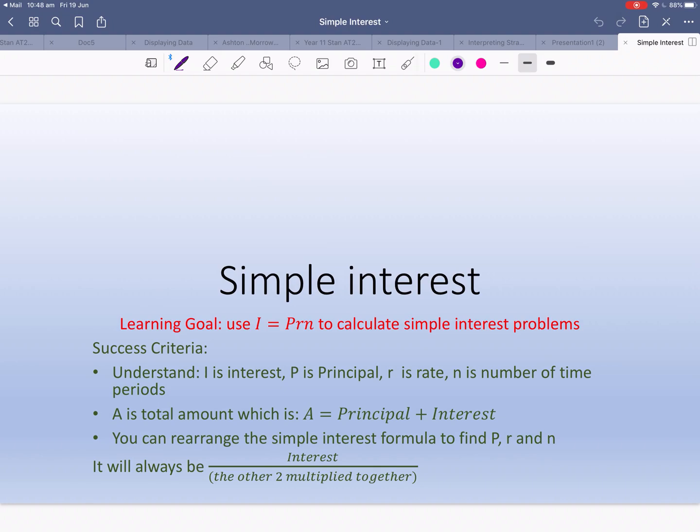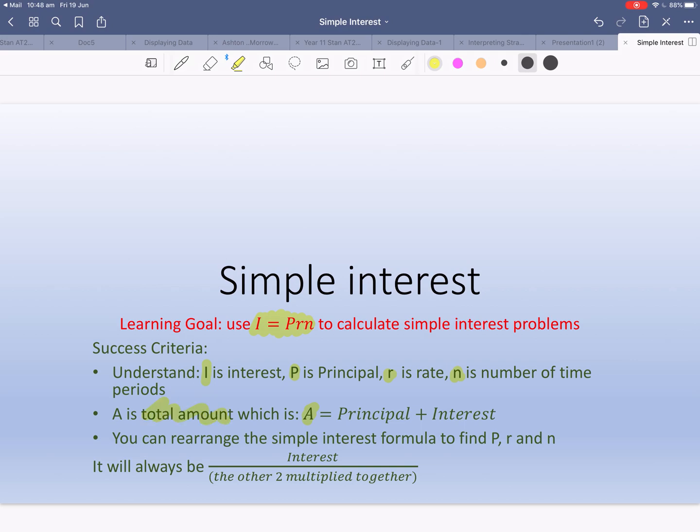This is on simple interest. There are two different types of interest, and the first one is simple interest. We need to use the formula I equals PRN to calculate problems involving simple interest. The success criteria is to understand what the pronumerals are: what is I, what is P, what is R, and what is N. It talks about what they are here in the success criteria. There's also another one, A, that's not included in this, but it's the pronumeral for total amount.